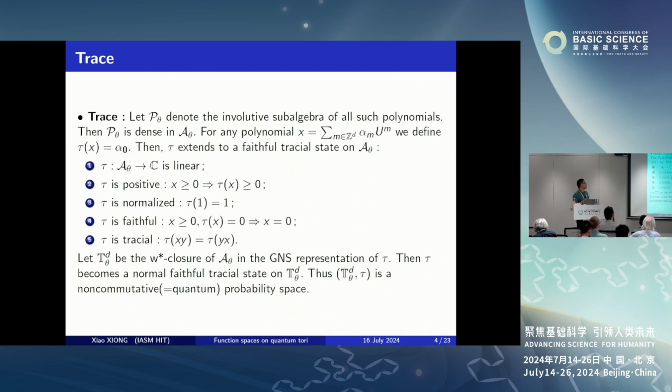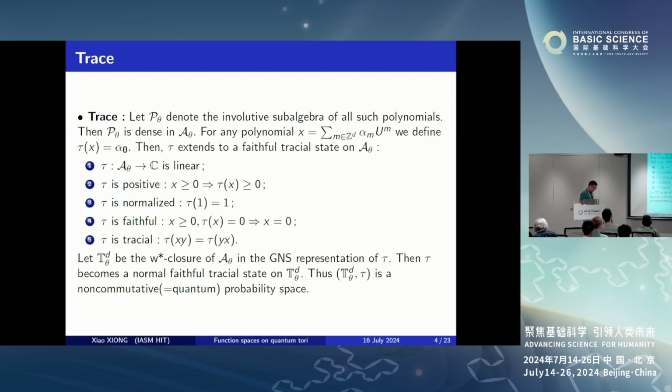Here we can have a trace, which is nothing but the coefficient alpha 0. You can understand this as follows: when you integrate classical functions on the torus, you get nothing but the constant coefficient. This way we get a very good functional, which is linear, positive, normalized, faithful, and tracial. So we have a system algebra, and a good functional that plays the role of integration in this algebra.